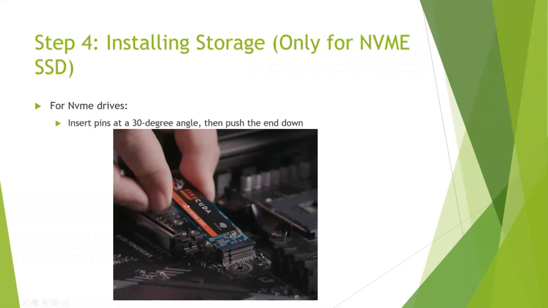But for an NVMe drive, you want to first locate where to install it on the motherboard, as that location can vary. And then you'll want to insert the pins on the NVMe at a 30-degree angle compared to the connector, as shown in this photo. Once you've done that, you'll need to push the end down to the motherboard. And while it's being pushed down, you'll want to secure it by screwing it in. Once you have that done, you've installed your NVMe.